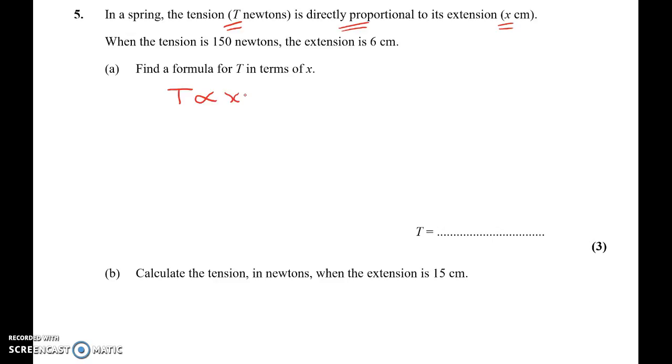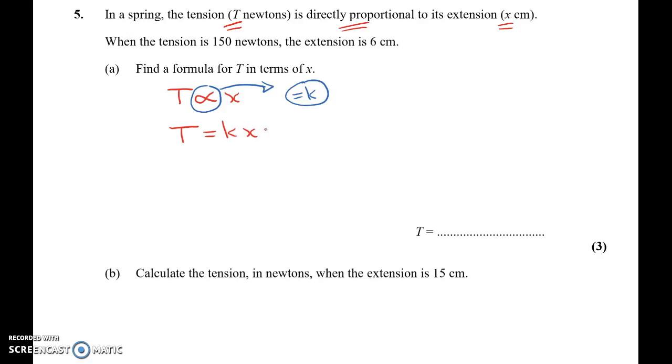Okay, we now need to turn that into an equation, and we can use our trick of saying that we can always replace this proportional sign with an equals k, where k is some constant that links T and x. So we can now rewrite our T is proportional to x as T is equal to k times x, where k is the proportionality constant. Now we might be tempted to think we're done, but it says find a formula for T in terms of x. Well, we've got that, but it doesn't say find a formula for T in terms of k and x. So I think it wants us to replace this k.